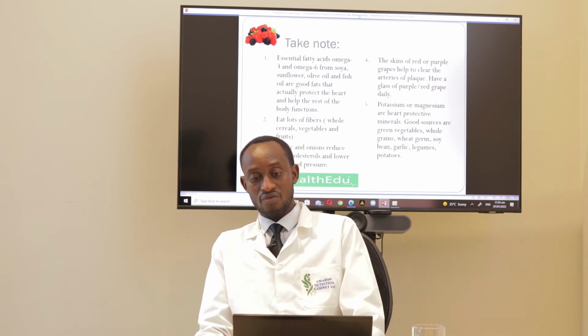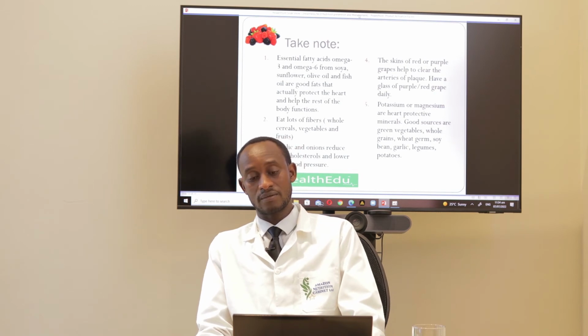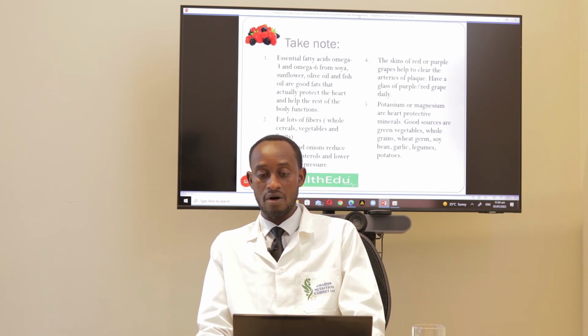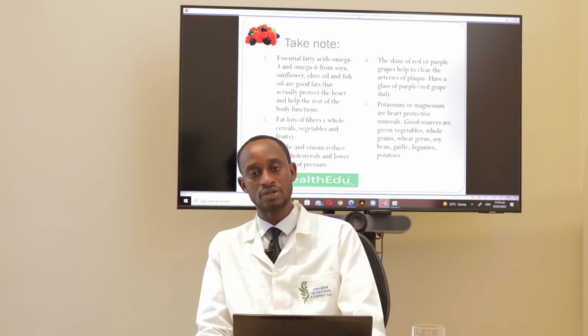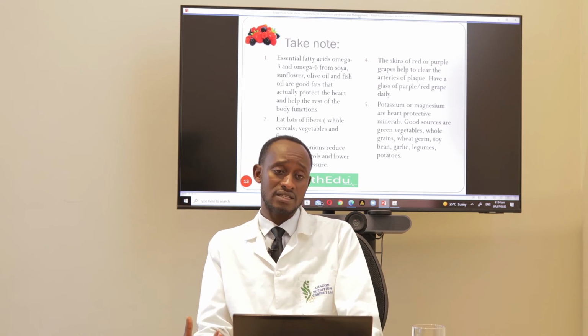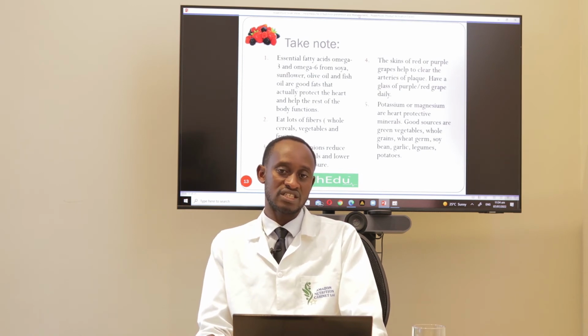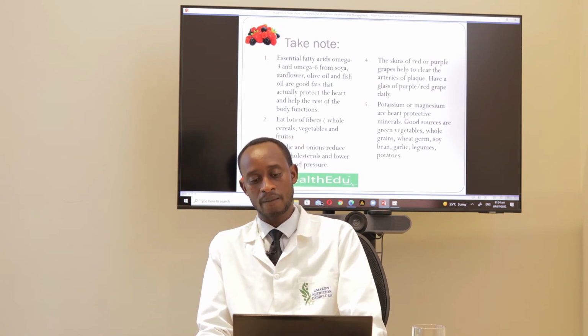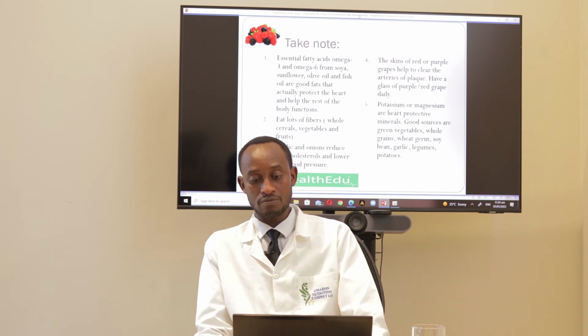The skins of red and purple grapes help to clear the arteries of plaques. Have a glass of purple or red grape juice daily. For people who have the capacity and access to grapes, it is advisable to take at least one glass of red or purple grapes every day. Potassium and magnesium are heart protective minerals.